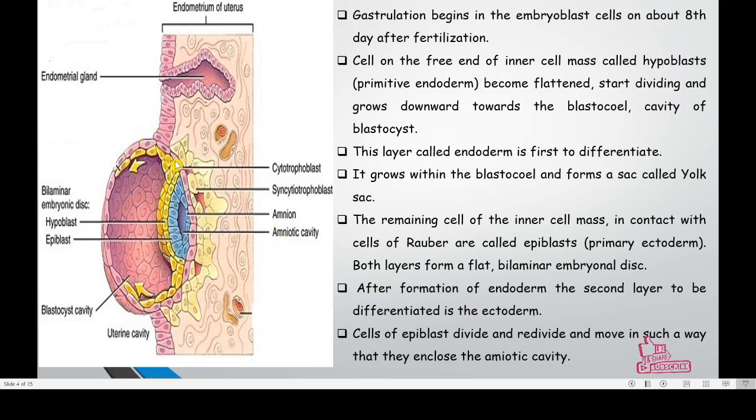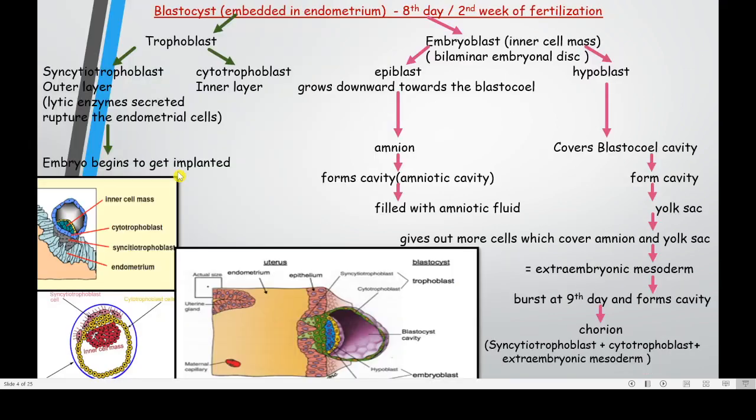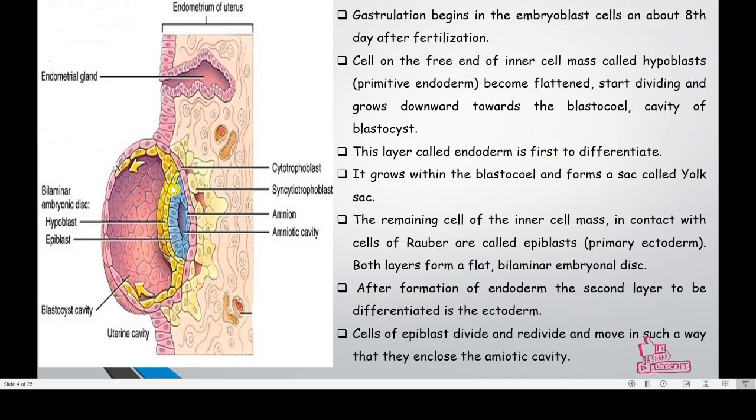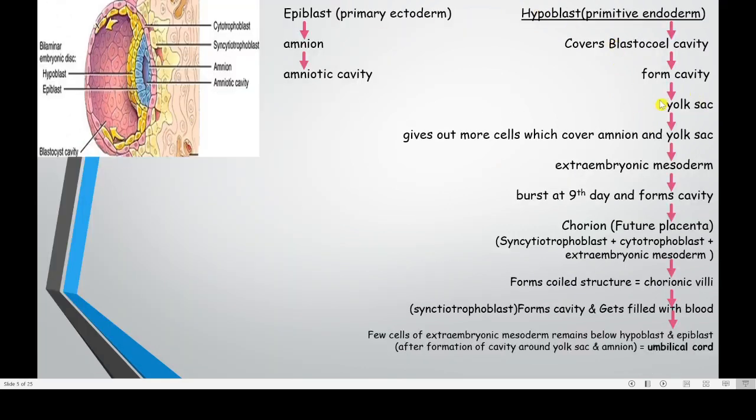Here also you can see syncytiotrophoblast is there. This is the syncytiotrophoblast. Then you will have a cytotrophoblast. Here these are the yellow colored hypoblast, which then start to cover the blastocyst cavity. Okay, it is starting to cover the blastocyst cavity, and then it forms the yolk sac.